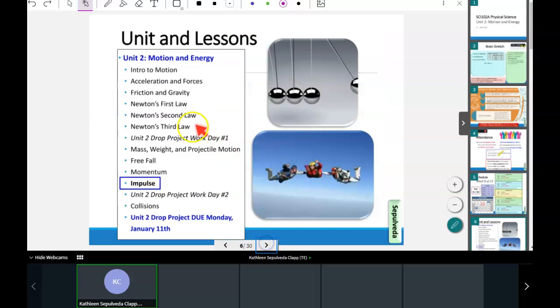So with that being said, let's take a look at what we have done and where we're going. Again, tomorrow is the Unit 2 project workday. On Friday, we're going to talk about collisions. That's our last topic. So guaranteed, on January 11th, which is next Monday, we are going to turn in our Unit 2 drop project. So next Monday, January 11th, Unit 2 drop project.